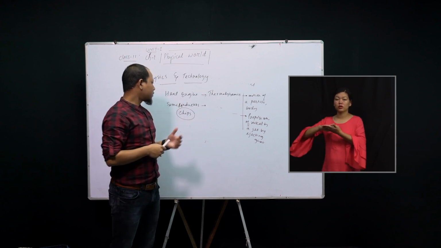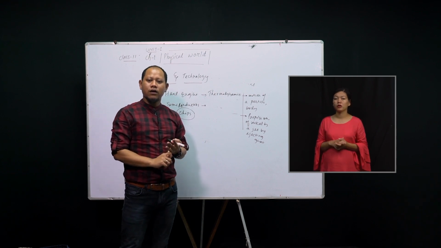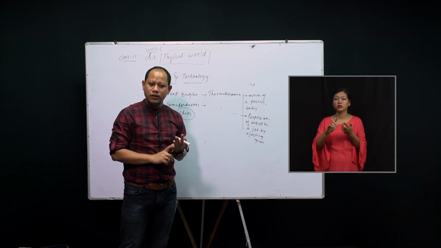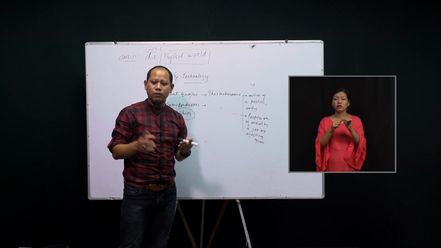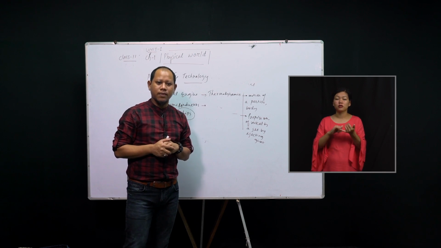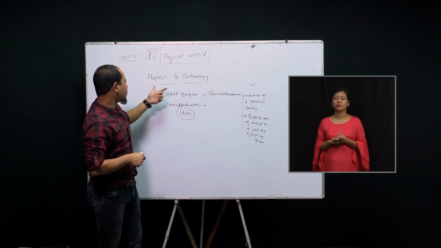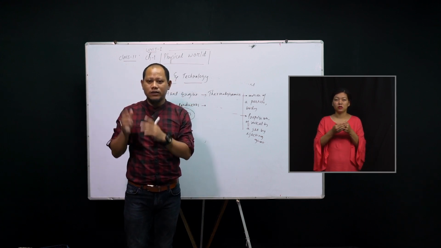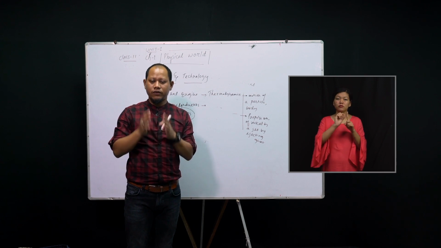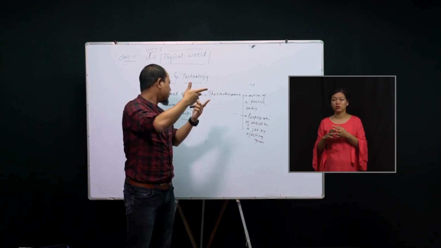Semiconductors are a combination of resistors, transistors, capacitors, all these kinds of things. So this is how we can say physics and technology are closely related. In some cases technology comes first, and in some cases physics comes first. Technology gives rise to physics, and sometimes physics gives rise to new technology.